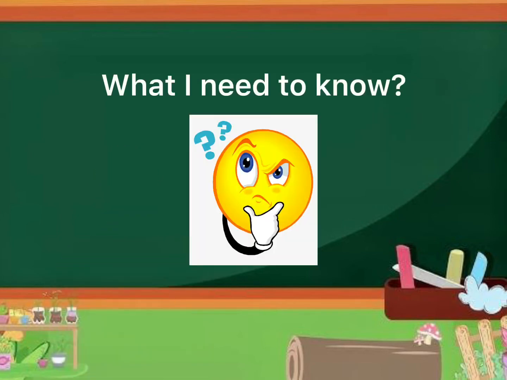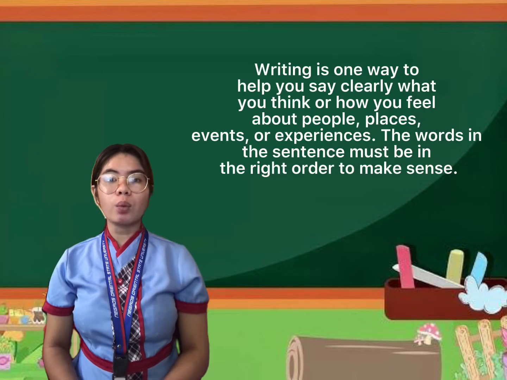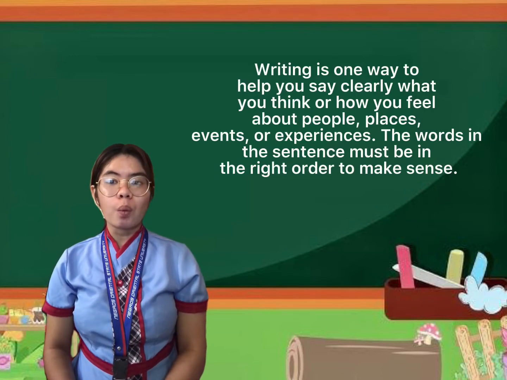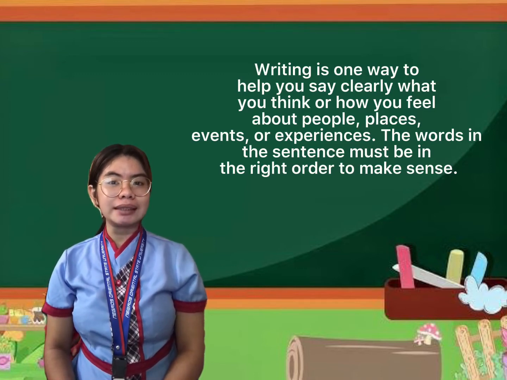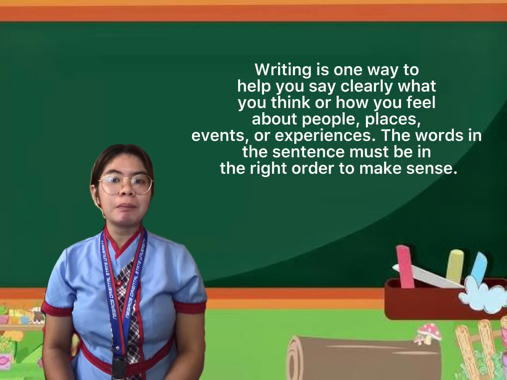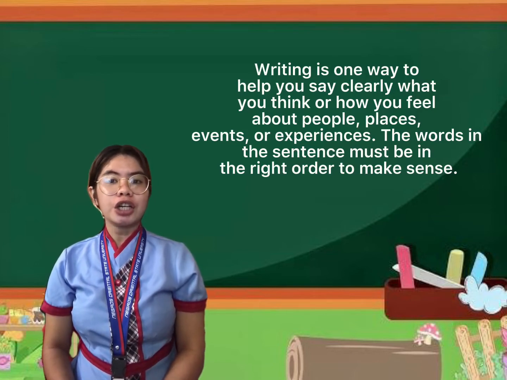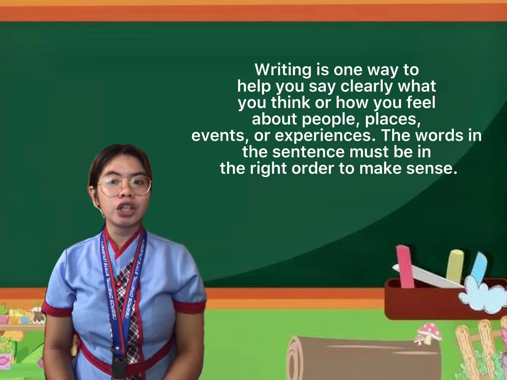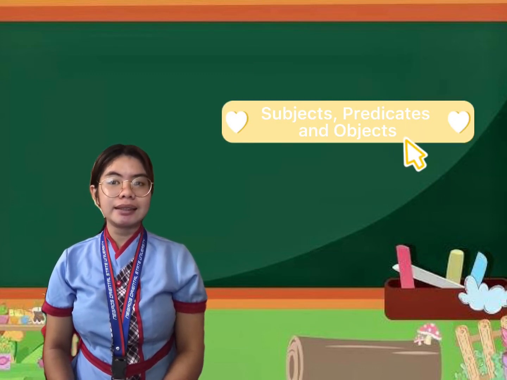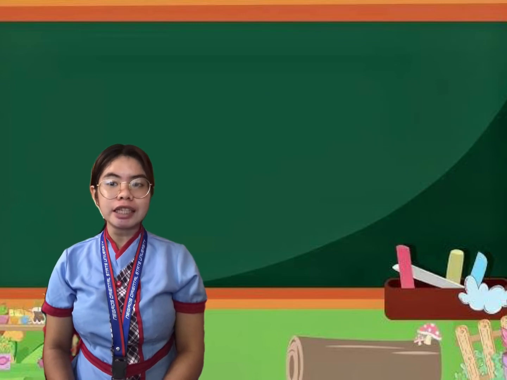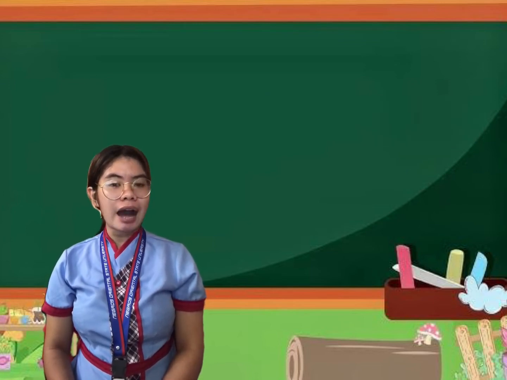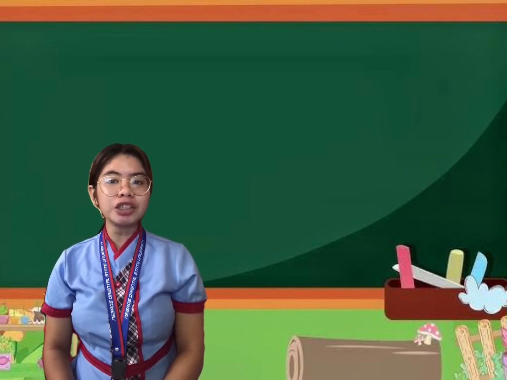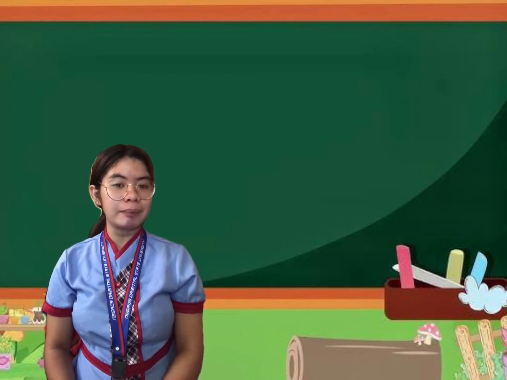What I need to know. Writing is one way to help you clearly express what you think or how you feel about people, places, events, or experiences. The words in a sentence must be in the right order to make sense. In addition, you need to have a working knowledge of subjects, predicates, and objects before you continue. Now, let us have an activity to test how much knowledge you have on this topic.